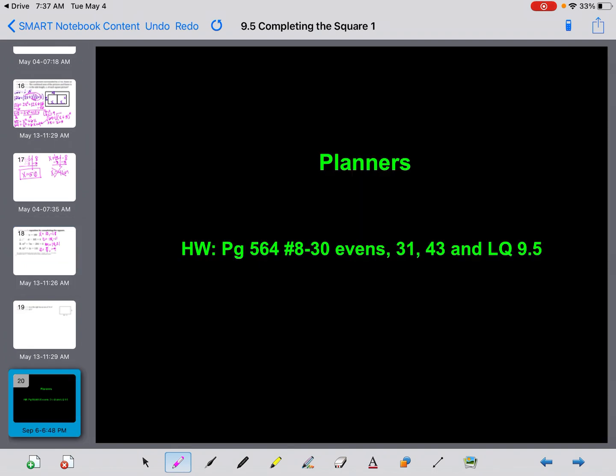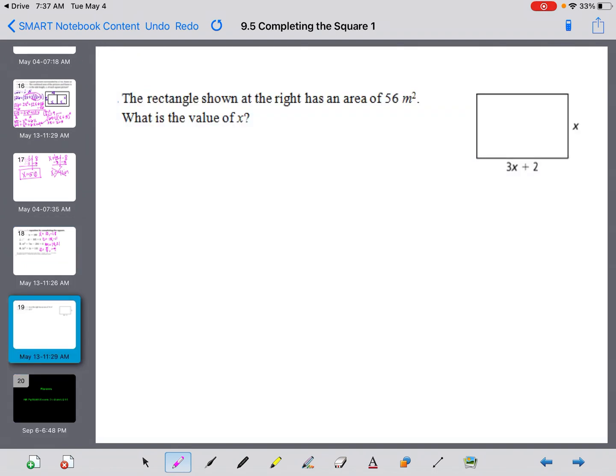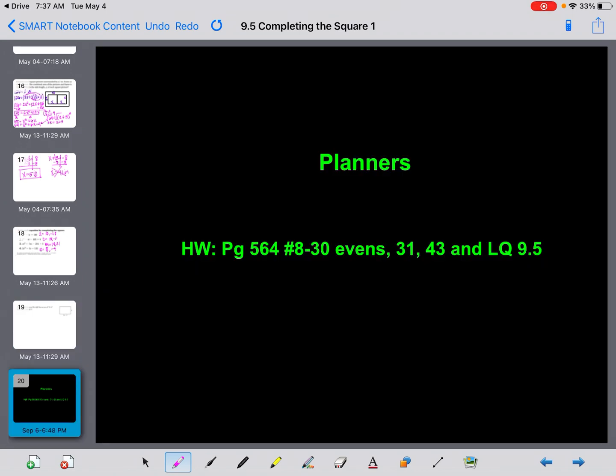Okay, I think that's where we're going to stop for today. If you want to try this last one, you can. Otherwise, we may use this tomorrow. But your assignment is on page 564, 8 through 30 evens, 31, 43, and the list.